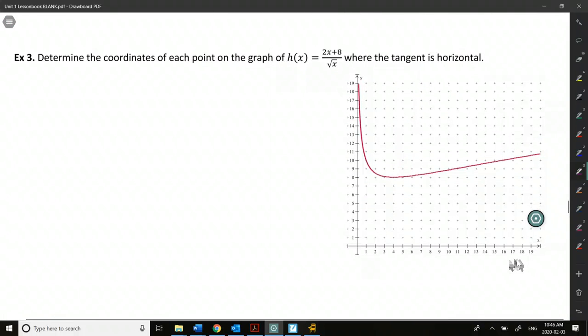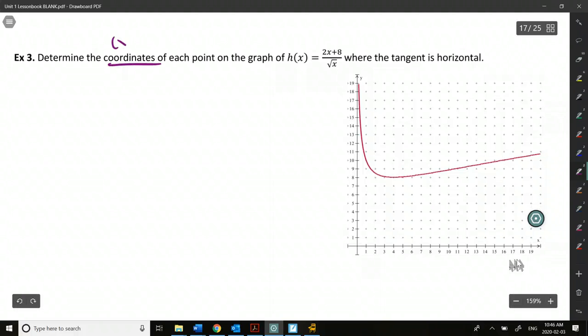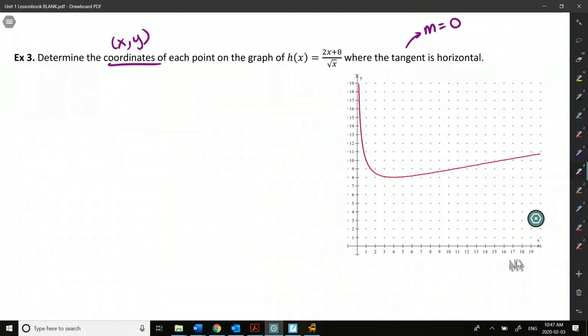Last one, we are going to determine the coordinates of each point. When we say coordinates, we mean the xy coordinates of each point where the tangent is horizontal. When we say the tangent is horizontal, that means where slope equals 0. So I'm going to find the first derivative, set that equal to 0, and solve for the x's that make that true.